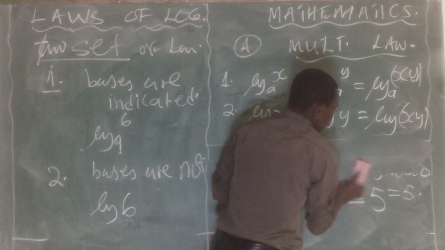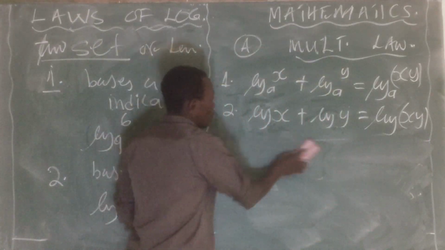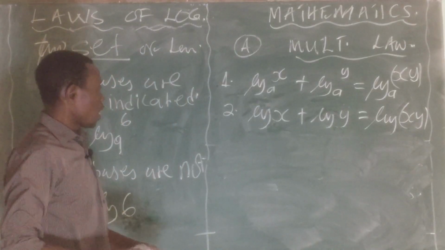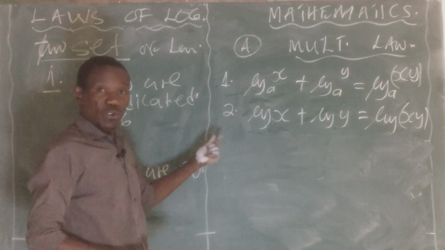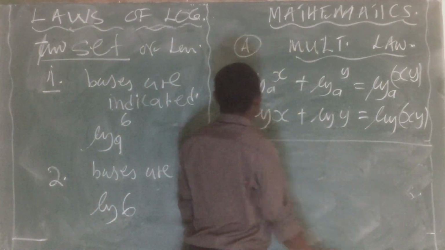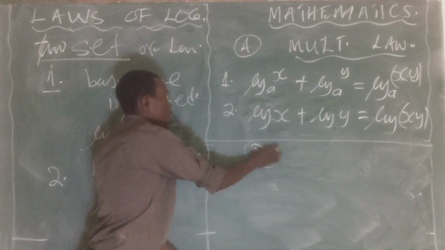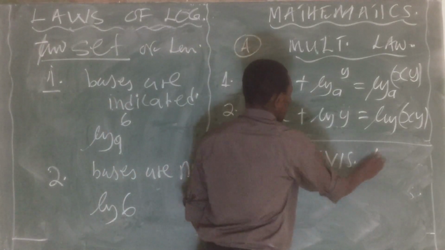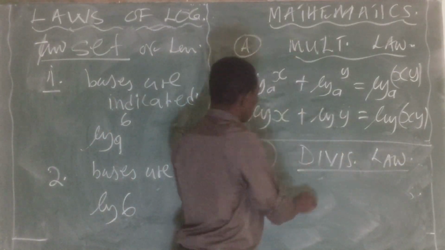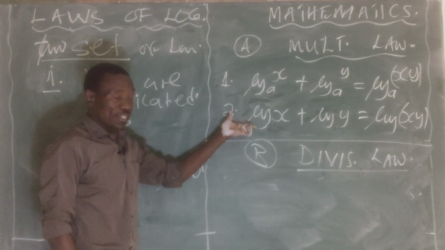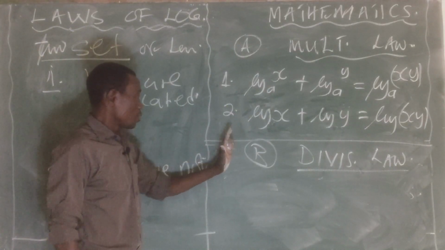Right. So for the other laws, I will not take much time. I just have to go straight into them because you might do the same as what I have just done here. Right. The second law is about the division law. It is just the opposite of this one. I will also present this in two phases: base indicated, base not indicated.